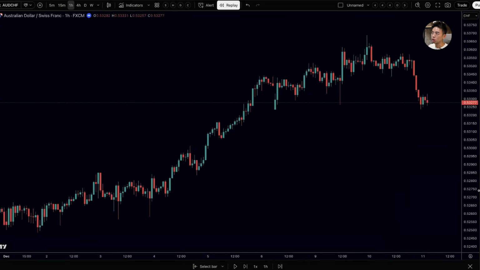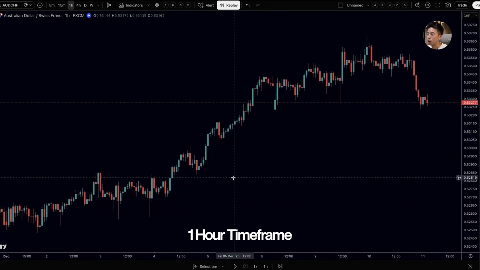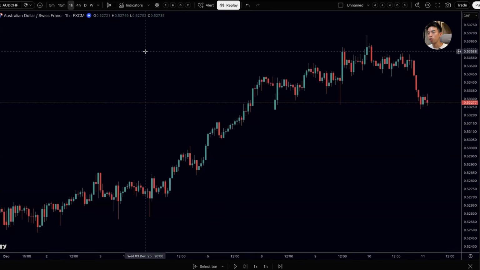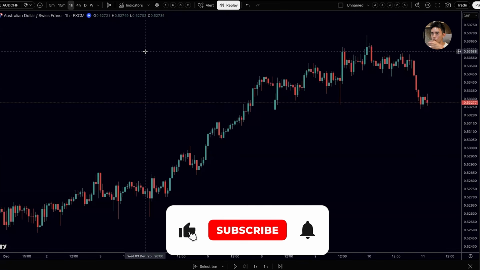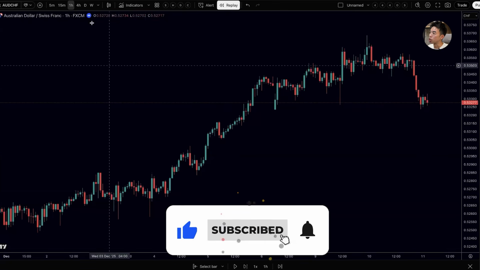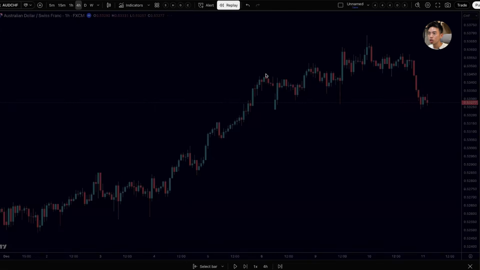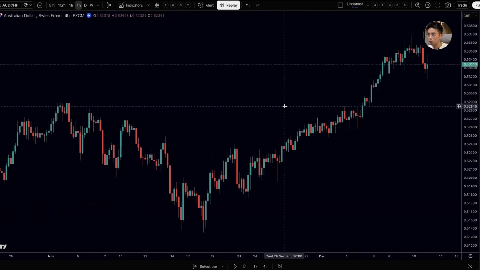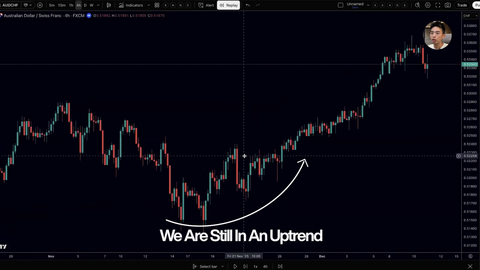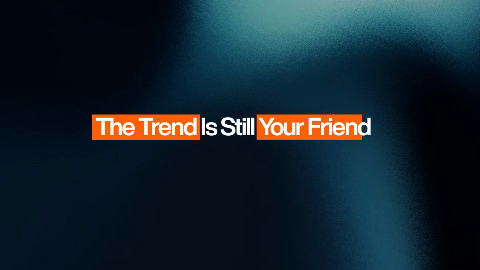So when we look at Aussie Swiss right here, and I'm on the 1 hour time frame, what you want to always be looking out for, after identifying that your trend is potentially reversing, is go up to the higher time frame and just see where you are in the broader scheme of things. If I go up to the 4 hour time frame, I'm still seeing that we are in a strong uptrend. In this case, the trend is still your friend, right?